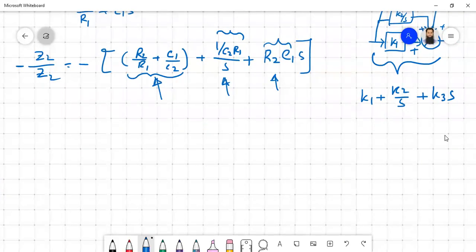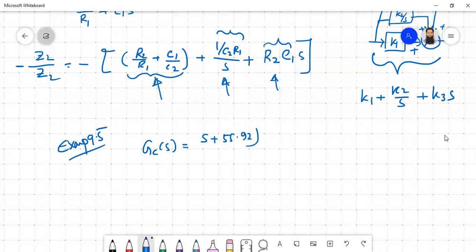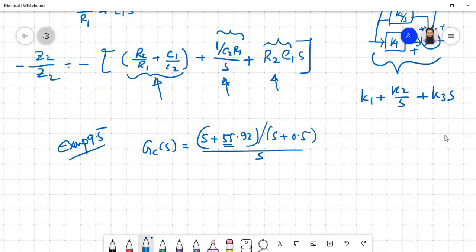So in one of the examples in the last class, I think example 9.5, we designed a PID controller. The controller gain was something like this: G(s) equals (s plus 55.92), pure. This is the PD controller, and then you also have (s plus 0.5) over s, a pole at the origin, and this is actually the PI controller. Okay, this is PI, this is PD. That was the last class's design.